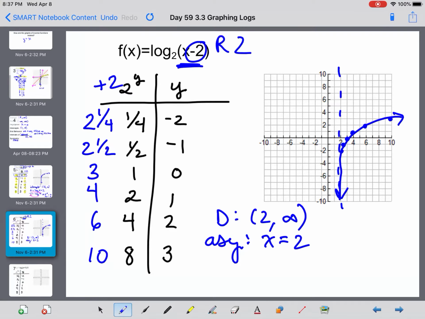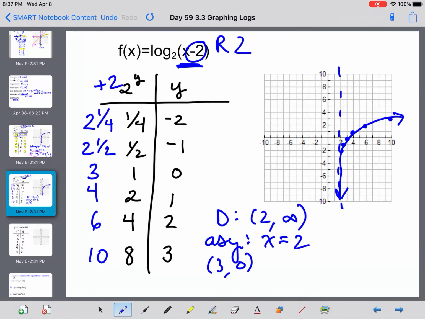And then notice this is also shifting my intercept here. So I have a new intercept, it looks like, at the point 3, 0 for that intercept. So that got shifted to the right 2 units as well. It was at 1, 0.